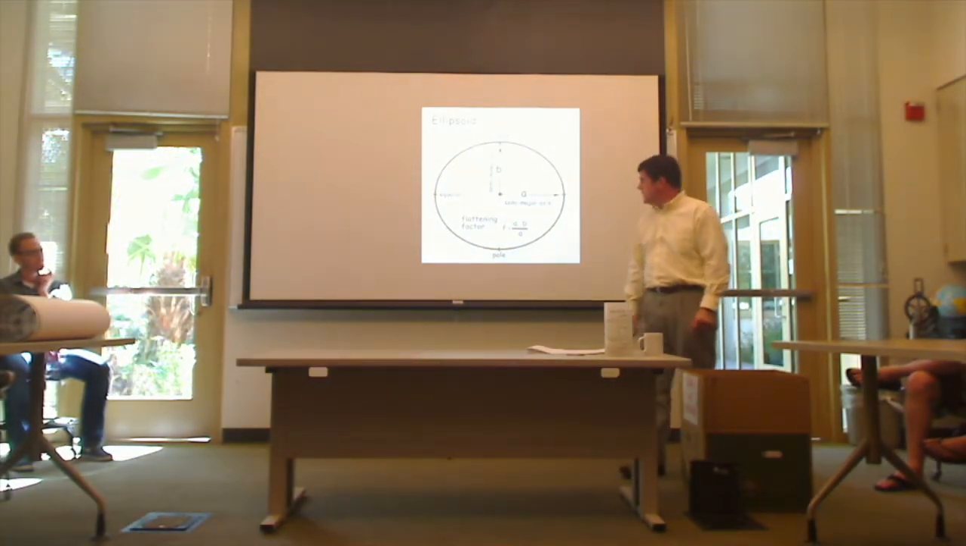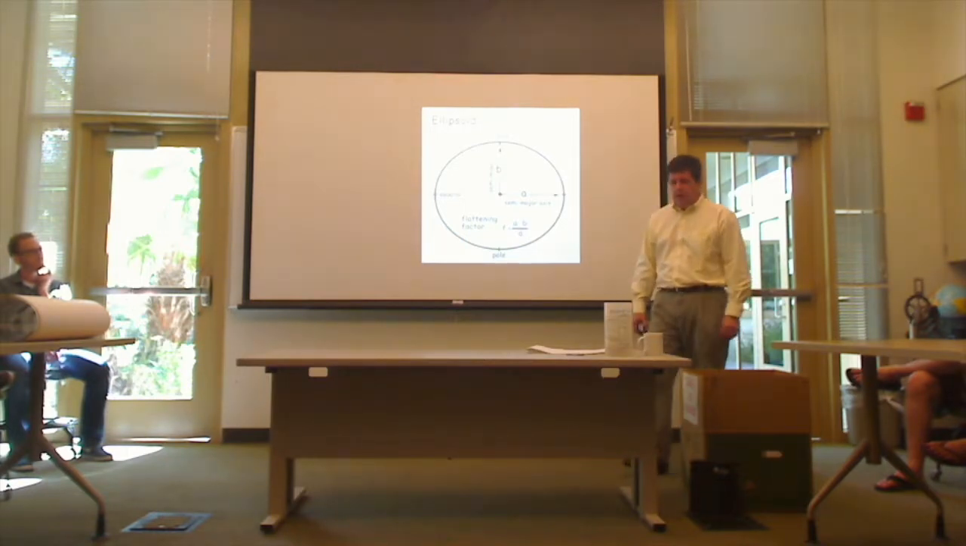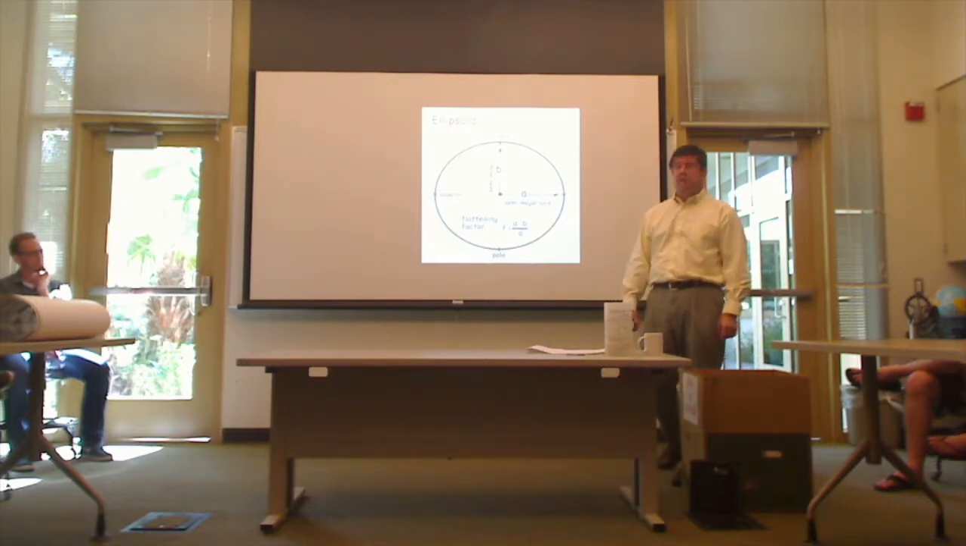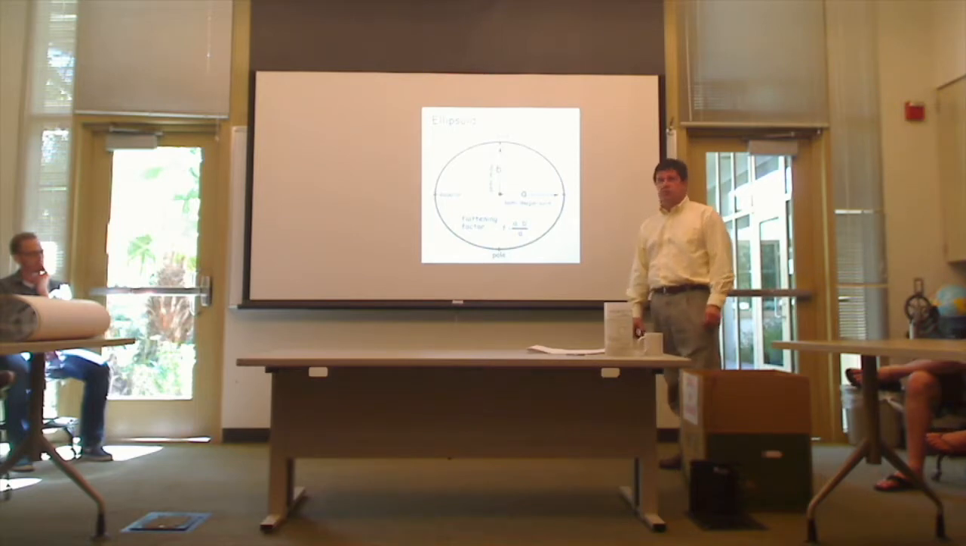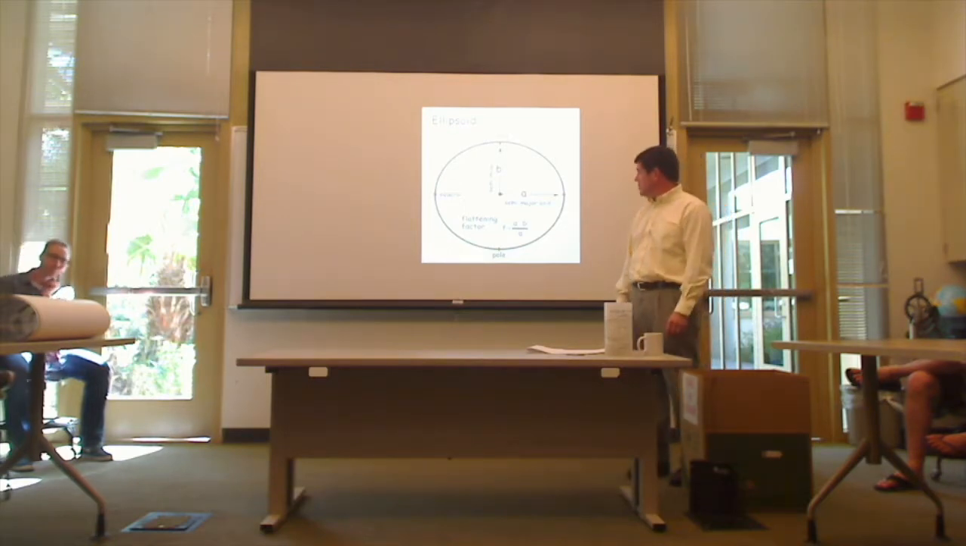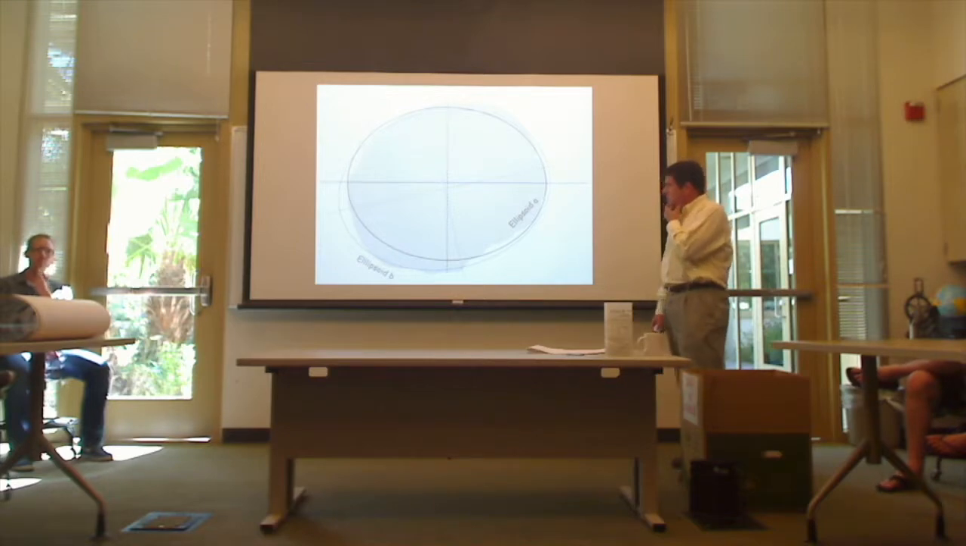Earth is about 1/300th away from a perfect sphere, meaning the short axis is 1/300th shorter than the long axis. The semi-major and semi-minor. So that's called the flattening factor. It's about 1/300th. And here's just a little illustration of this.